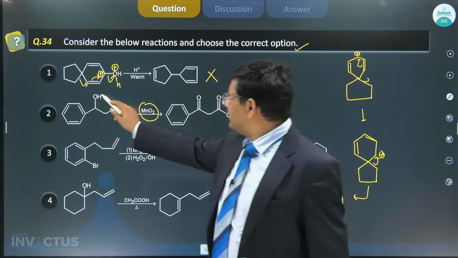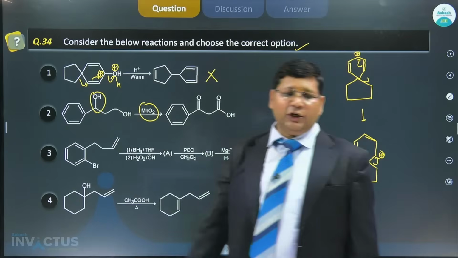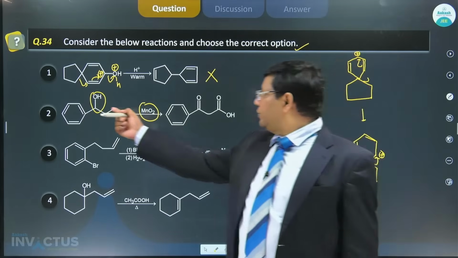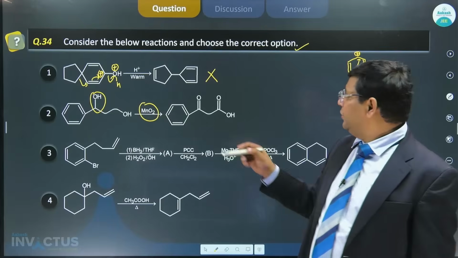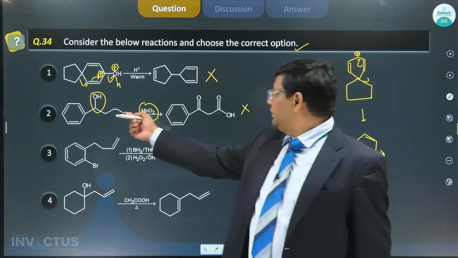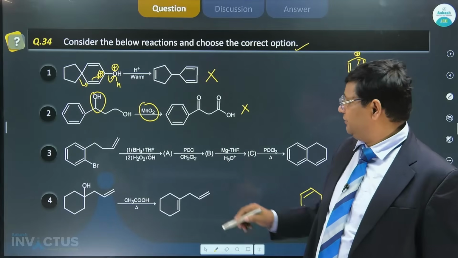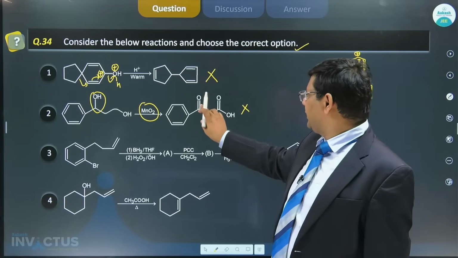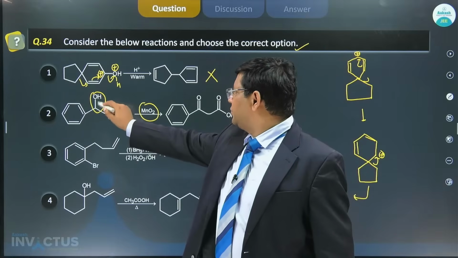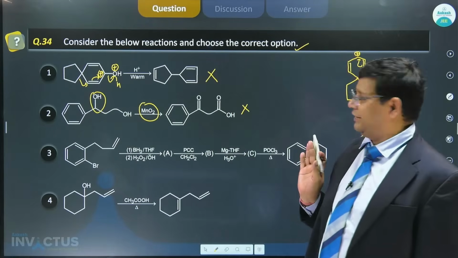MnO2 oxidizes only allylic or benzylic alcohol into the corresponding aldehyde or ketone, right? So this is also wrong because they have oxidized with MnO2 through to carboxylic acid. This is the wrong concept, right? So we'll get only this product, only this position ketone will be there and the alcohol is there, right?